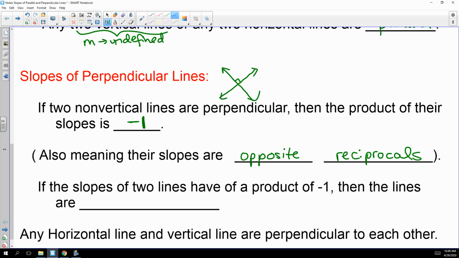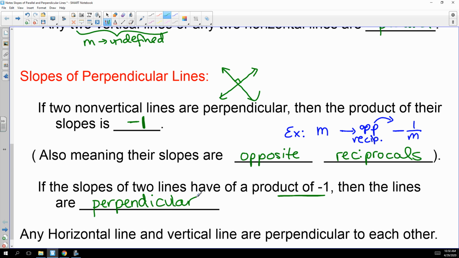So, for example, if the slope of a line is m, then the opposite reciprocal would be -1/m. That's the opposite reciprocal. And this is just the converse: if the slopes of two lines have a product of -1, then the lines are perpendicular.